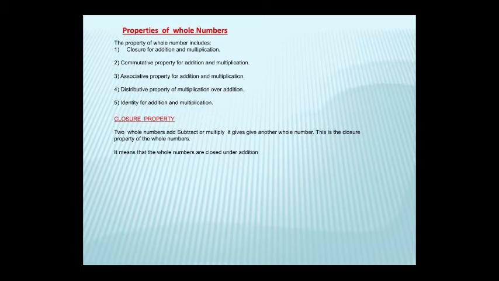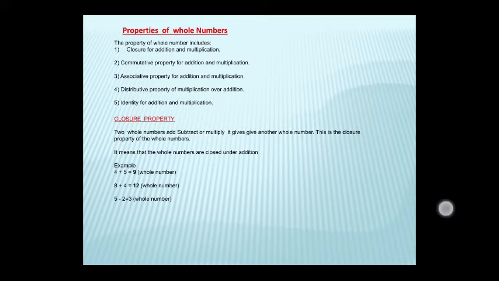If you add and the answer is also a whole number, then you can say the whole numbers are closed under addition. If you subtract, you can say whole numbers are closed under subtraction. If you multiply, whole numbers are closed under multiplication. For example, 4 plus 5 equals 9. Here 4 is a whole number, 5 is a whole number, and if you add, you will get 9, also a whole number. That is what the closure property says. If you take any two whole numbers and add, subtract or multiply, and the answer is a whole number, then the closure property holds.